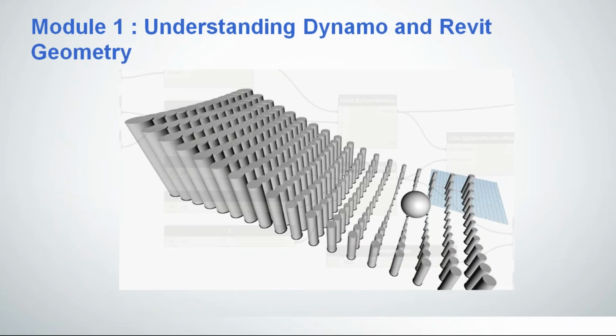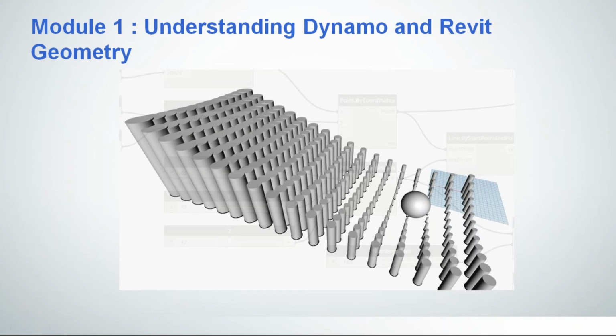We're going to discuss 3 modules in this session. In module 1 we will discuss understanding Dynamo and the Revit geometry. This is a conceptual model. You can consider this as an auditorium, or otherwise a stadium or seat alignment. For that purpose, we are doing some conceptual design.